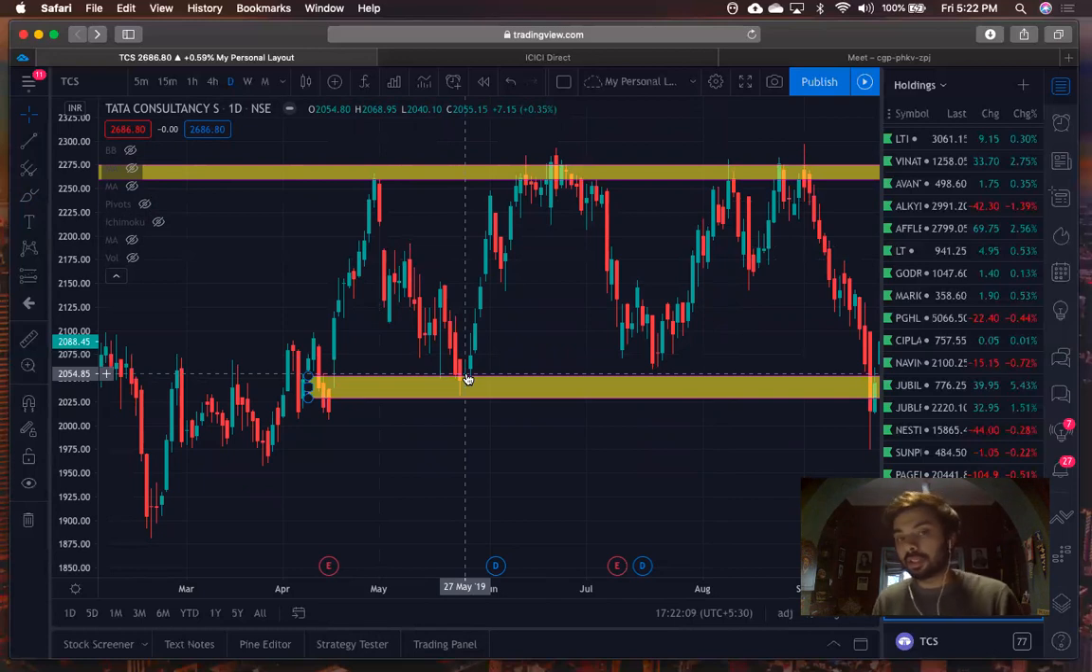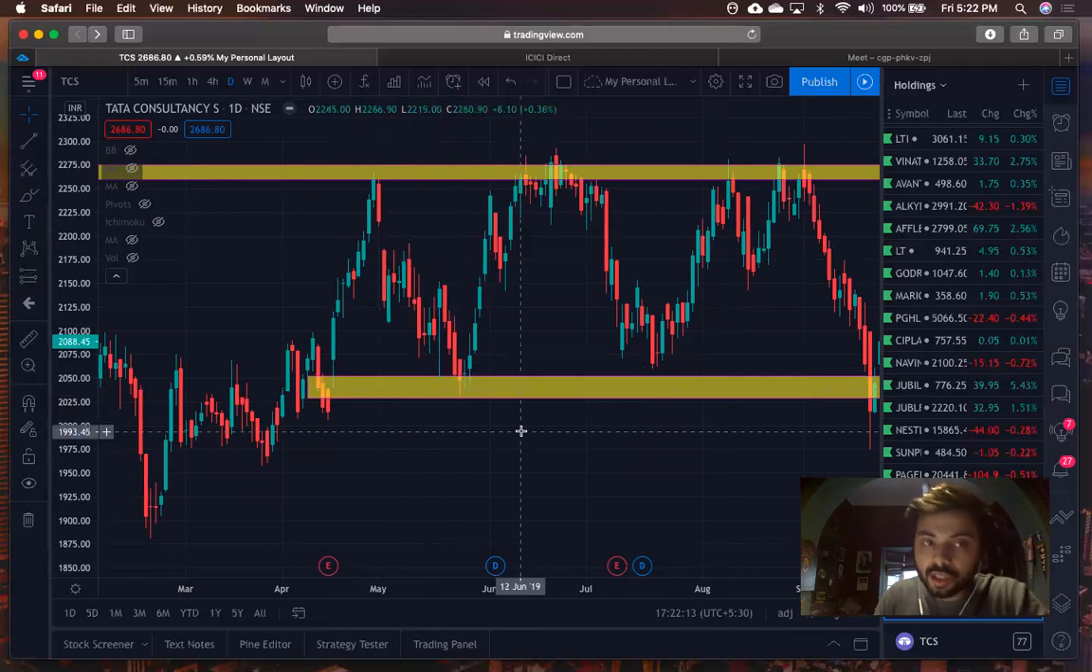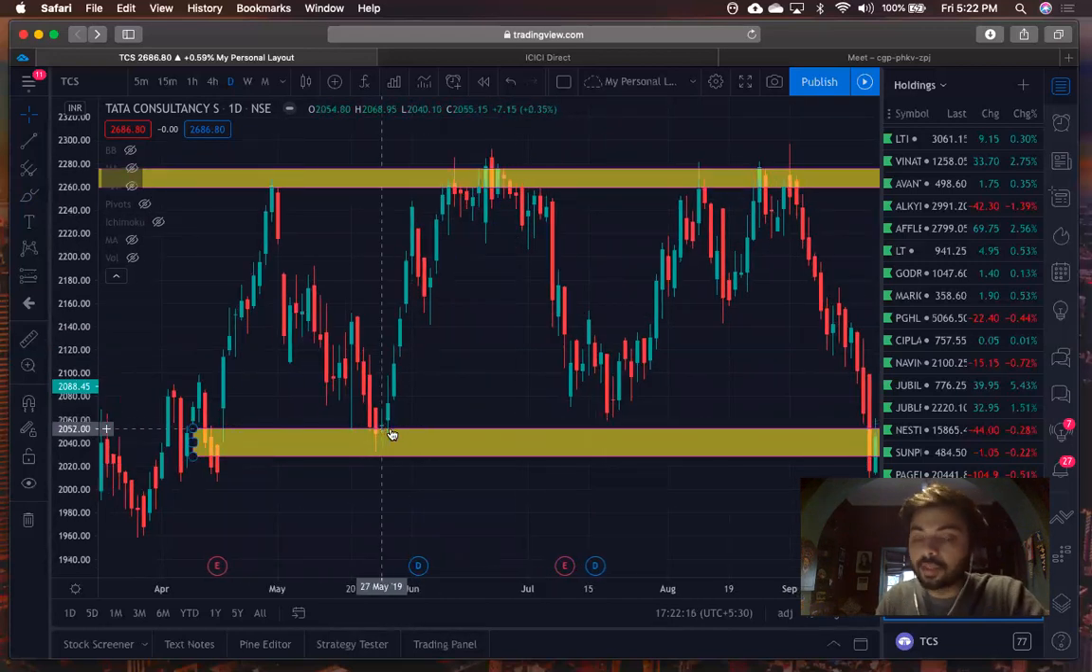Now, the problem is if you just come to support and buy without some confirmation, you are in for a big problem, I would say. So if you look at the chart of TCS at this exact point of time, on 26th May, you got a very big red candle. This red candle, I cannot place a buy order yet because I do not have any kind of confirmation.